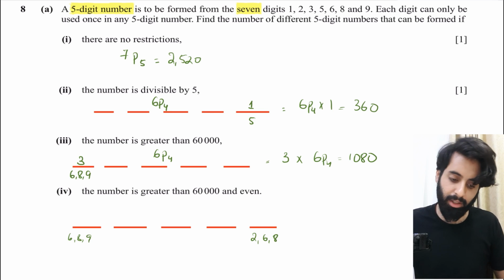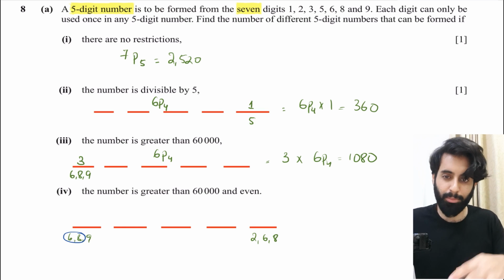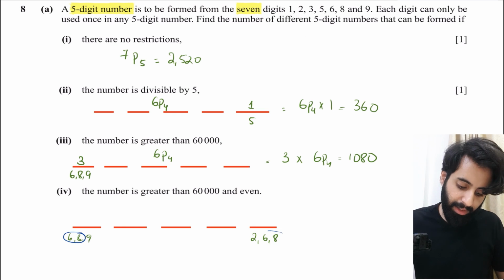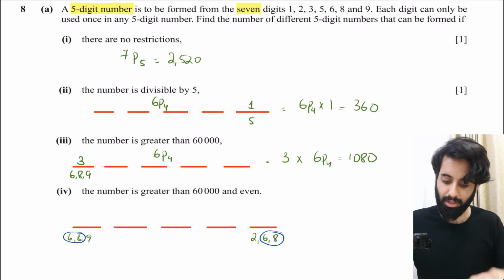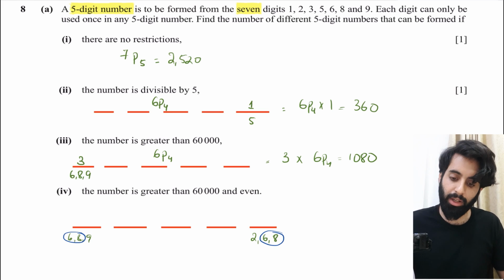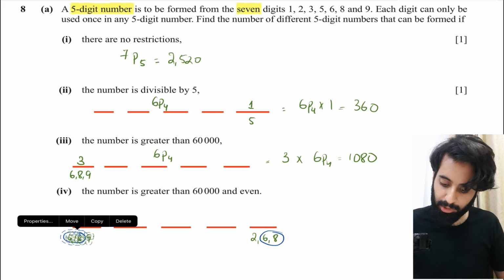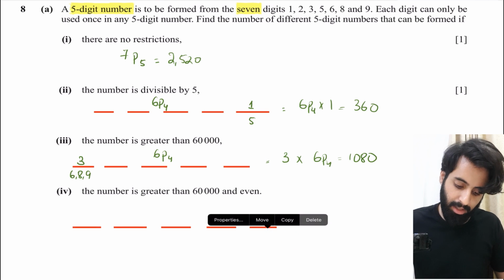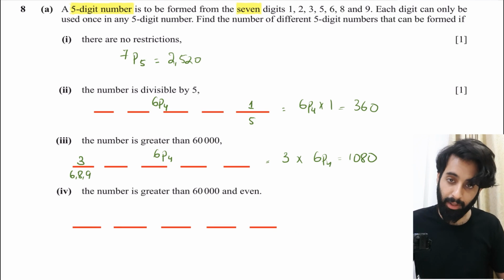Now the problem here is, the reason why we can't do it like this is because you can see that you have 6 and 8 as your potential numbers in the first place, and you have 6 and 8 as your potential numbers in the second place also. So we can't do that. So instead, my approach towards questions like these is that you do it one by one. Okay, I'll tell you what I mean.